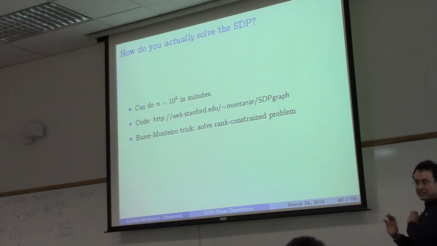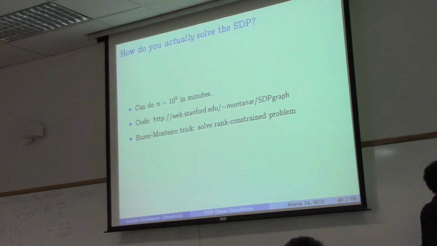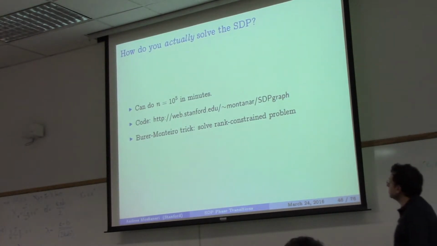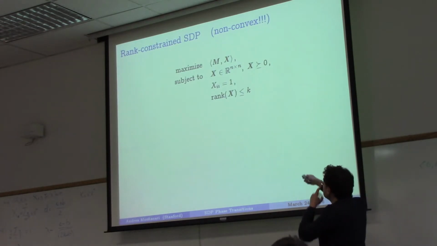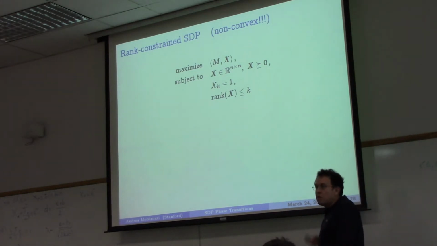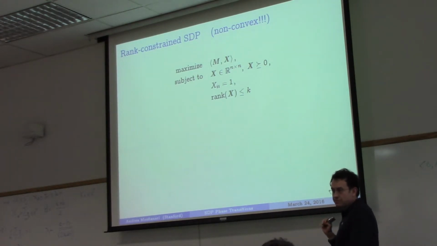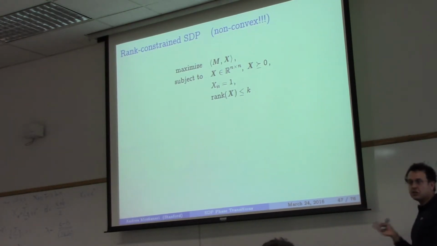No, it's a beautiful trick, I think. The more I think about it. And the trick is the following. So you want to solve this SDP. What I actually do is throw in the rank constraint. All right? So I impose that the rank be less than k, and actually k equal 20 just works like a charm. All right?